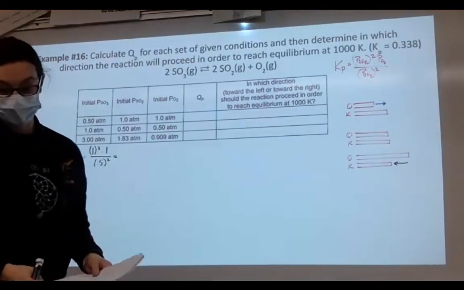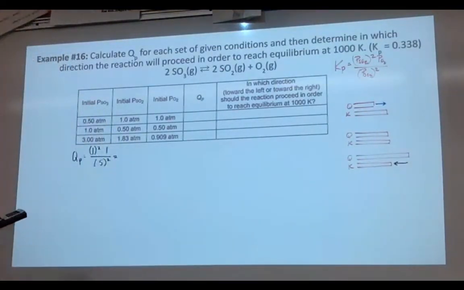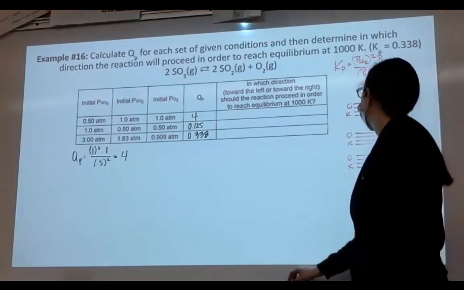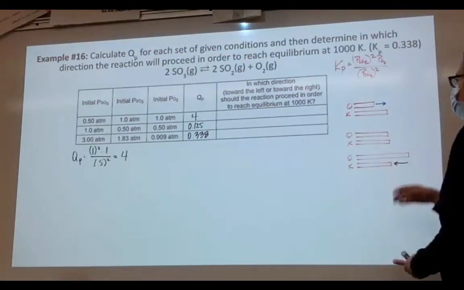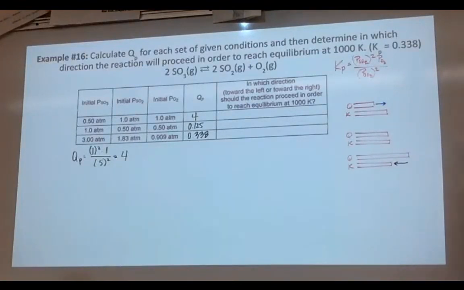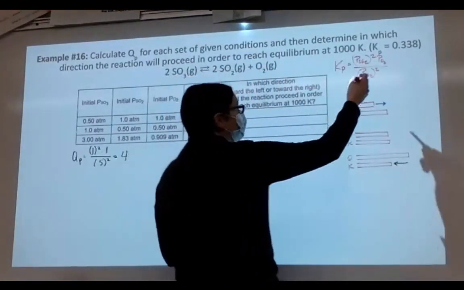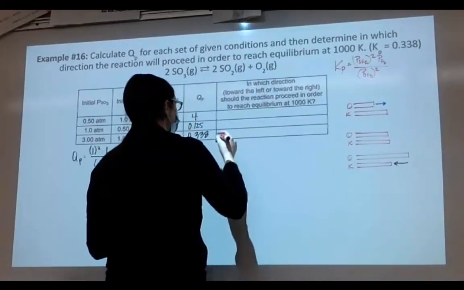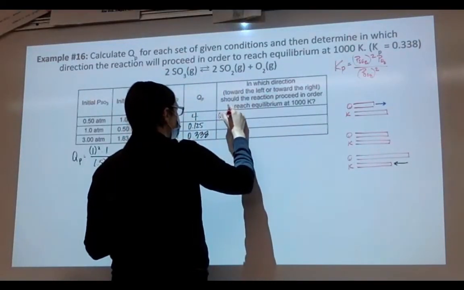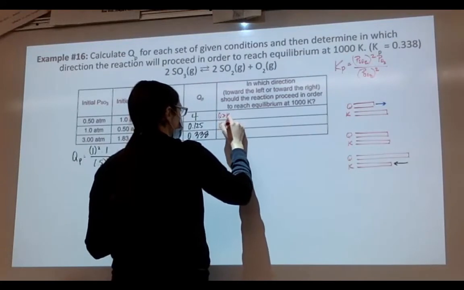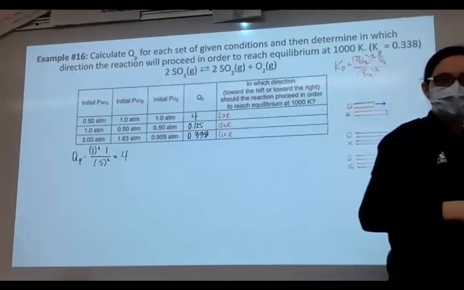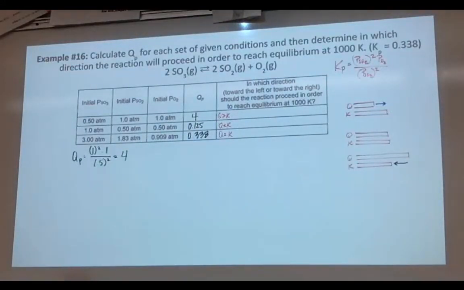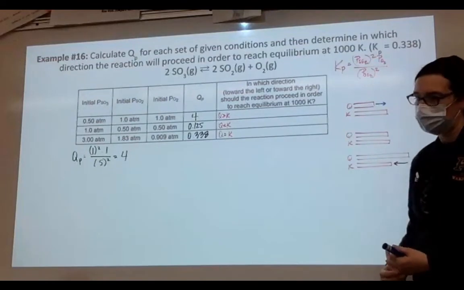And using your exponents. So once you calculate Q, you want to compare Q to K. Make sure you're comparing Q to K to see which way the reaction will shift. So K is up here, 0.338. I like starting my reasonings with either Q is greater than K, less than K, or equal to K.